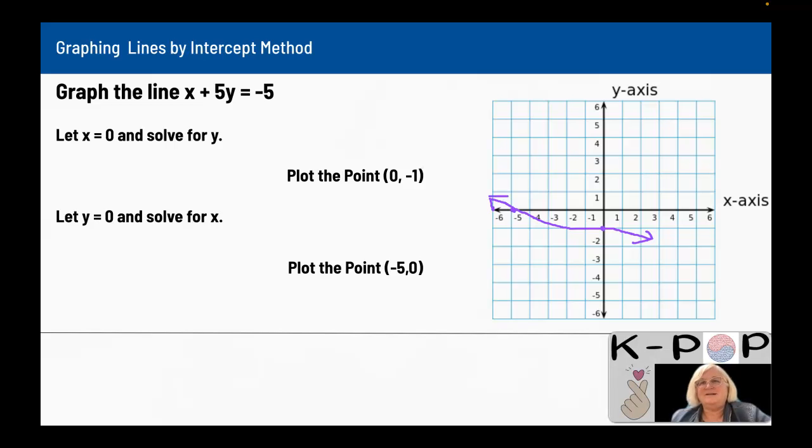Awesome. Okay, that's all there is to it. You plug in a 0 for the x, solve for y. Plug in a 0 for the y, solve for x. Plot the 2 points, draw the line. Excellent.